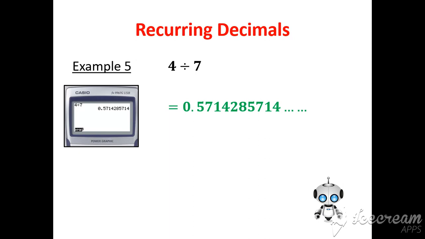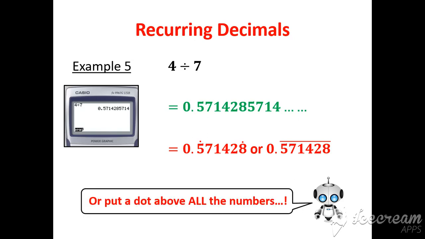Right, final example, 4 divided by 7 gives us this, 0.5714285714. So there's quite a few numbers that repeat. Once you identify them all, either put a dot above the first number and a dot above the last number, or better yet, put a line above all the numbers that repeat. That tells us that that pattern of numbers repeats over and over again. You could put a dot above all numbers if you really choose to.